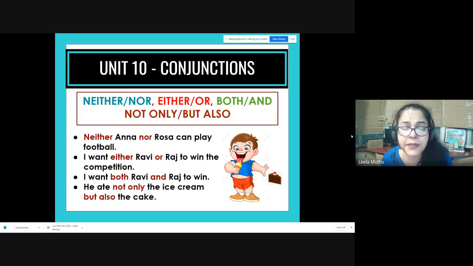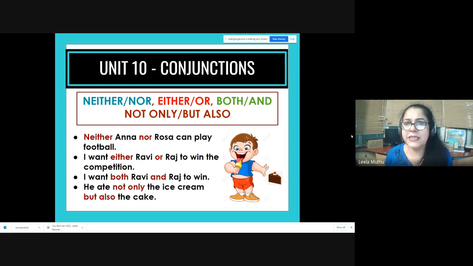Neither Anna nor Rosa can play football. So both of them cannot play football. So you use neither nor in this situation. Neither Rosa nor Anna can play football. Neither George nor Anita can speak Spanish. So there's a similarity between them, which is together. When you use neither or nor, you can see the similarity. In this one, both of them cannot play football. Okay, so neither nor is used.